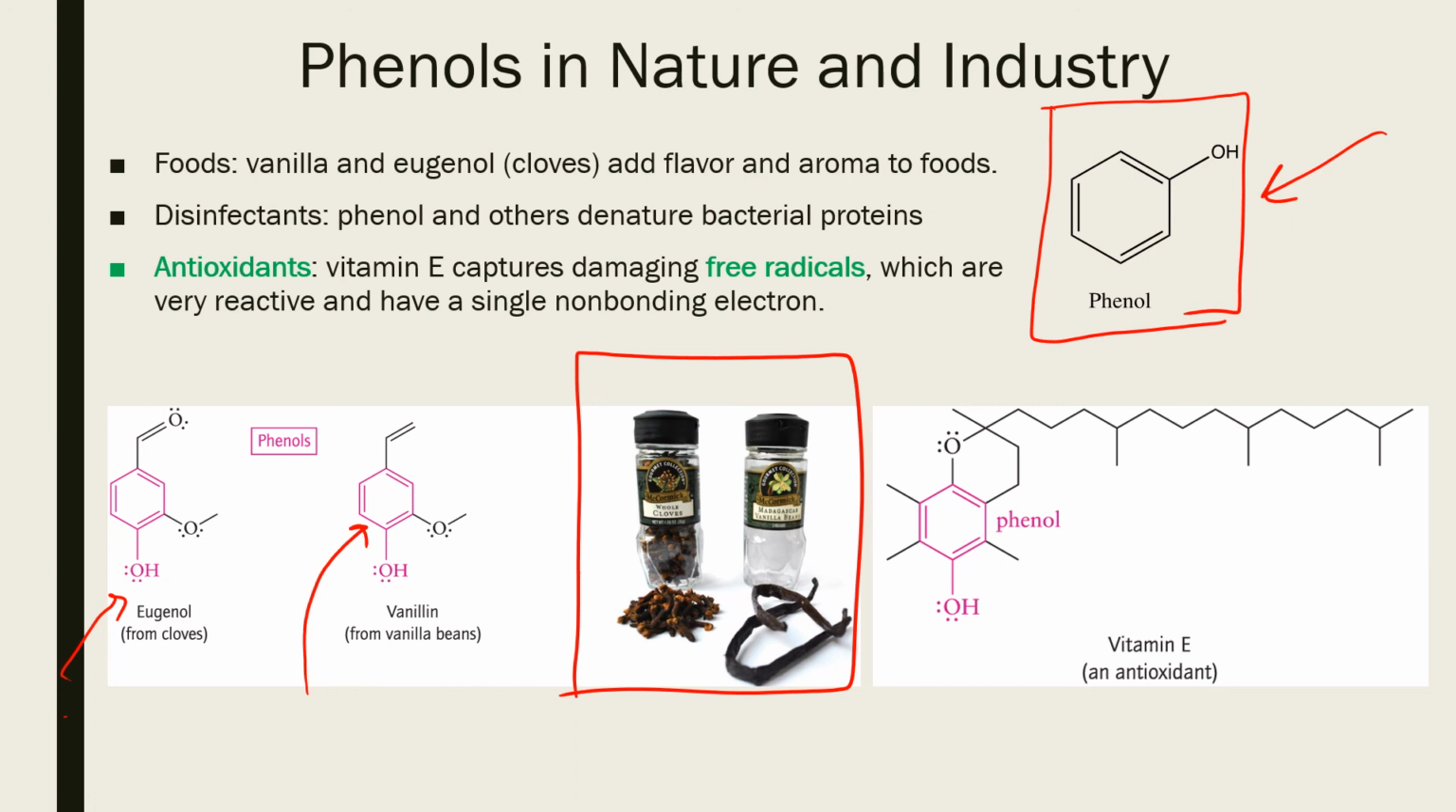The phenol functional group is also found in many antioxidant substances such as vitamin E, as shown here. An antioxidant is a compound that captures free radicals, including the damaging free radicals produced in a cell. Free radicals are very reactive atoms and molecules characterized by an unpaired single non-bonding electron. Research has shown that free radicals initiate disease processes and play an important role in the aging process.